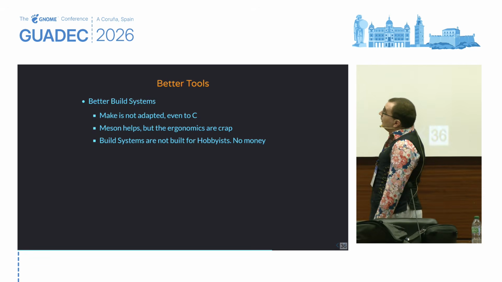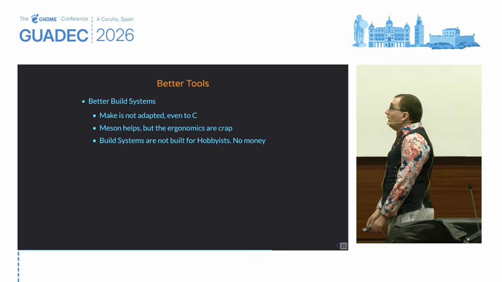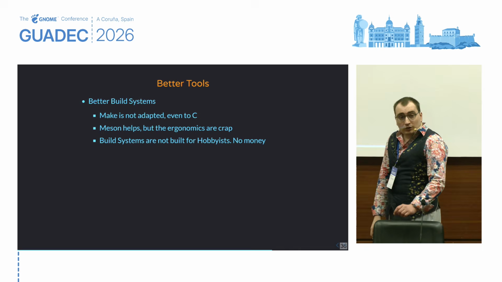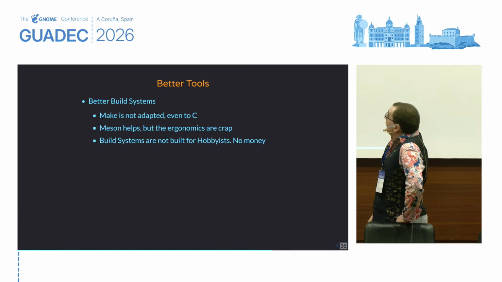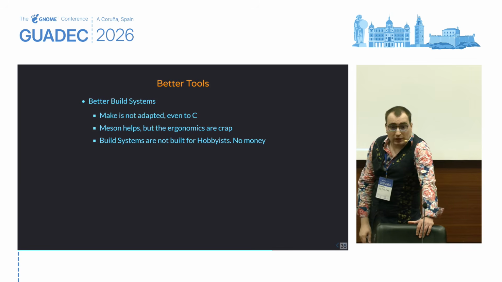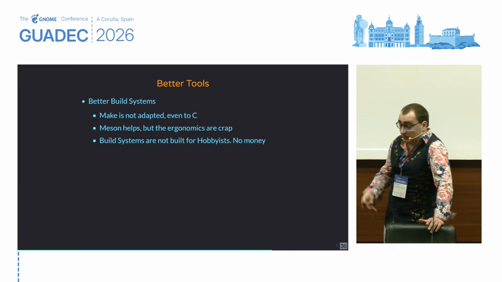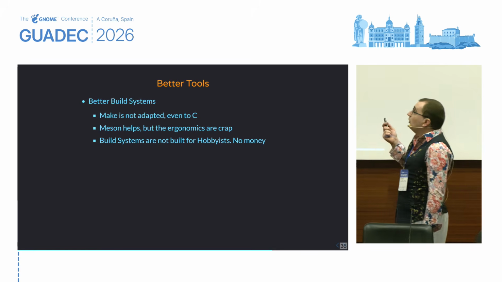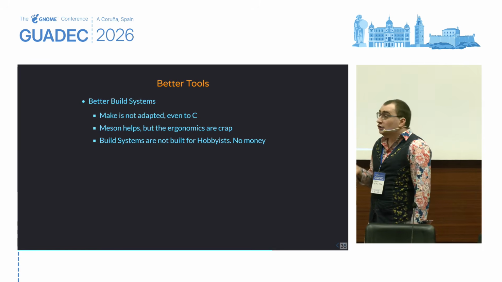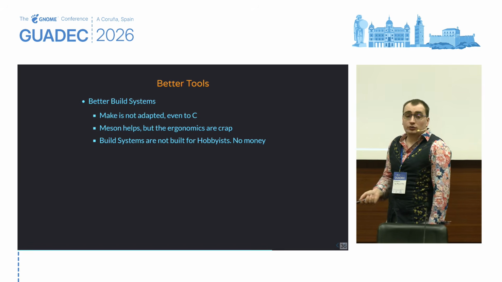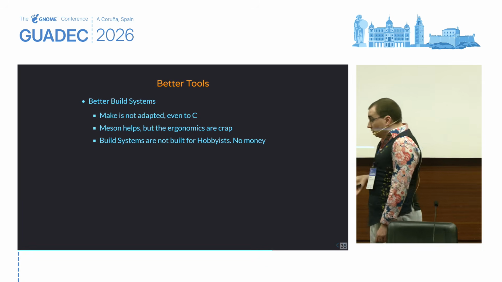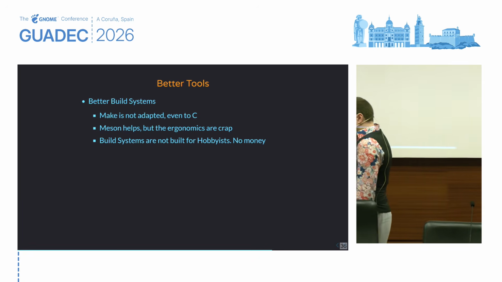So better tools. What do we need? What could it mean? Better build system. No, make is not adapted, even to C. I'm sorry. Autotools, neither. Meson helps, yes, but the ergonomics are still crap from a hobbyist maintainer point of view. I'm not here to shit on it because I love it and I'm trying to implement it in stuff. But the reality is that as an open source maintainer that has 6 hours per quarter to do your things, you are not going to be able to move to Meson anytime soon, and it's probably not going to help you that much. Build systems in general are not built for hobbyists.